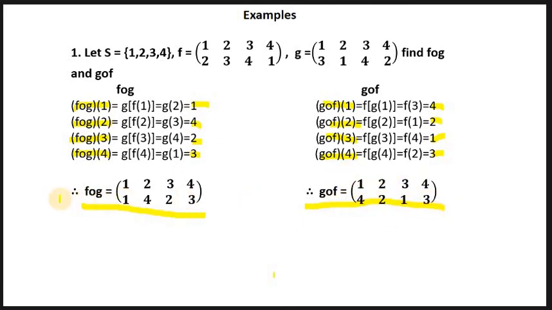Now you observe here, f of g is not equal to g of f. Why? Because image of 1 is 1, image of 2 is 4, image of 3 is 2, image of 4 is 3 in f of g. But in case of g of f, image of 1 is 4, image of 2 is 2, image of 3 is 1, image of 4 is 3. Hence, the f of g is not equal to g of f.